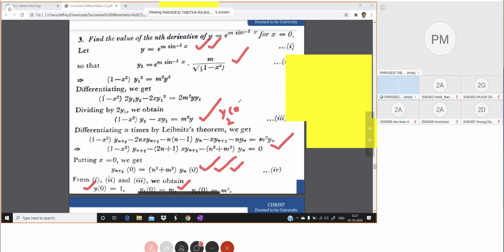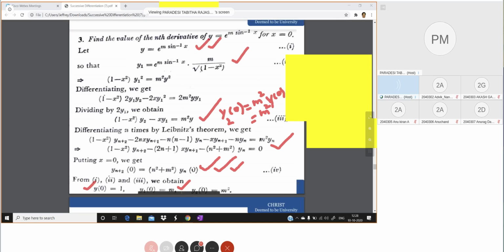Left-hand side, check carefully. When x is 0, is it y2 of 0? Right. What about the right-hand side? On the right-hand side I have m square, but whenever x is 0, I need to mention y as y of 0. But what is y of 0, from what you've already found? It is 1. So can we conclude that y2 of 0 is nothing but m square?